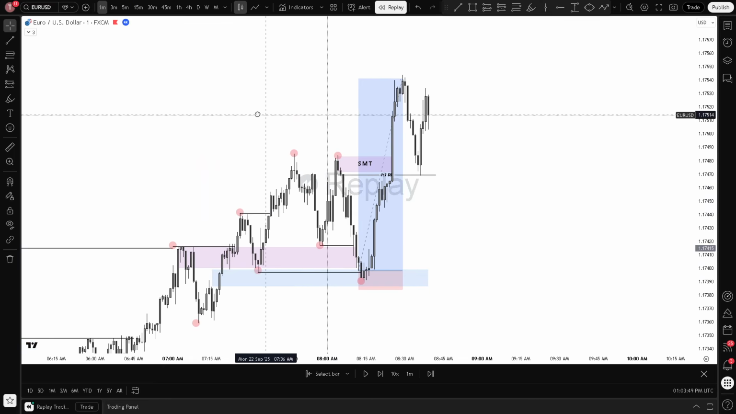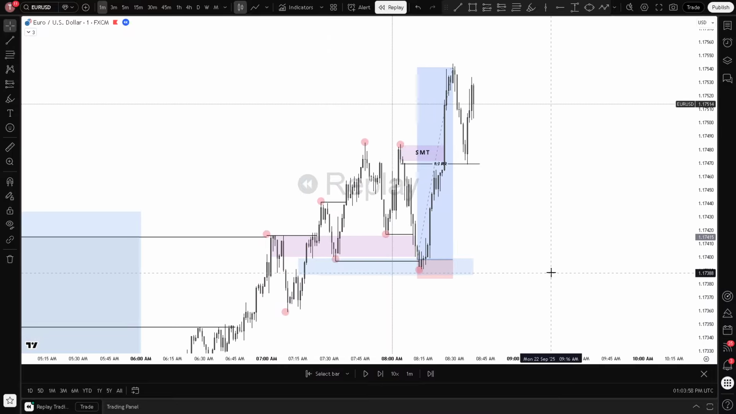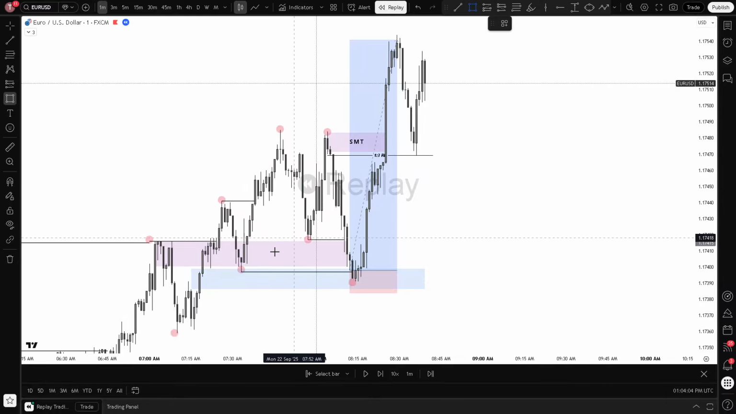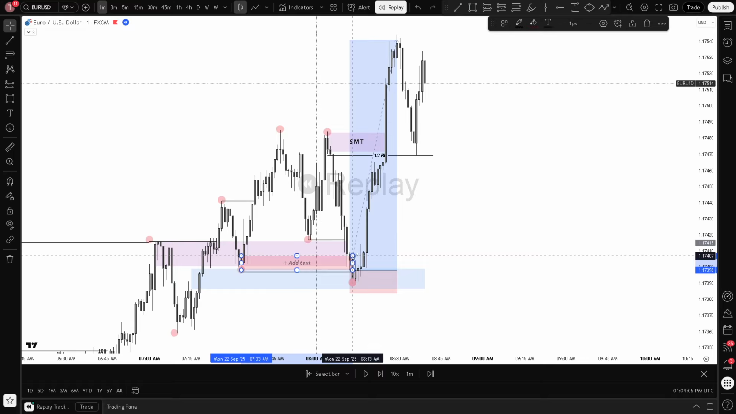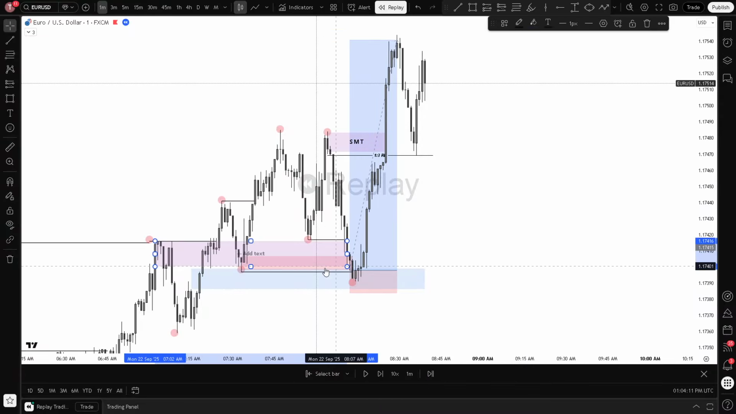We have another break, and then this high led to this low. This low led to this high, and then this high led to this low. Now I want to show you guys why we didn't take entry from here, like how most people do it. So let me just delete this.